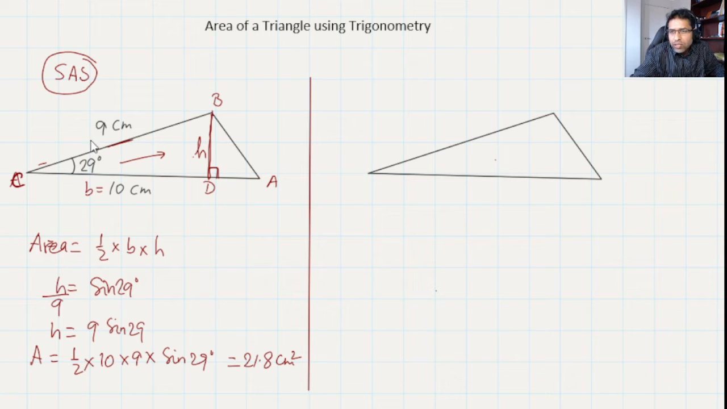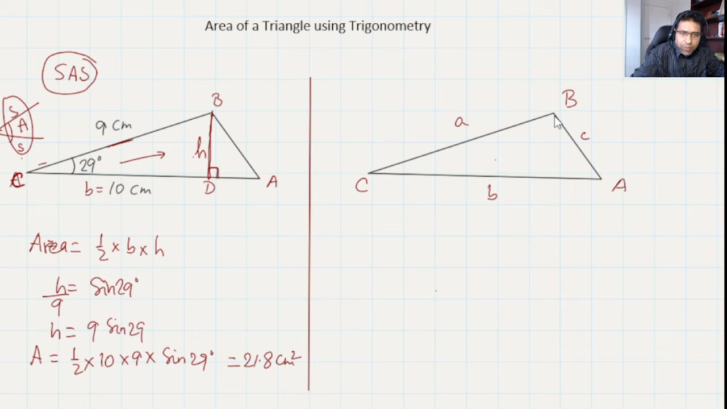Most of the time students remember it like that. So you have a triangle, the angle given, this side given, this side given, this angle given: side, angle, side. Then you can do half times 10 times 9 times sine of 29. If you try to write it as a formula, let's say this is our C, this is our A, this is our B, so this side is B, this side is A, this is C, and I am asking what is the area.